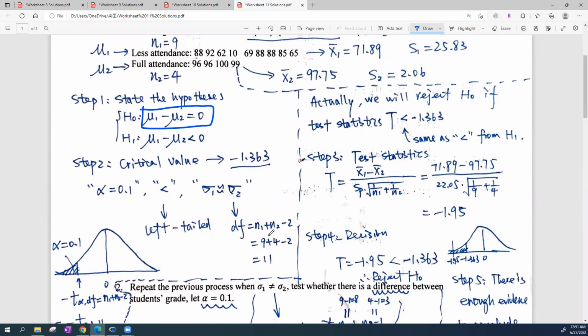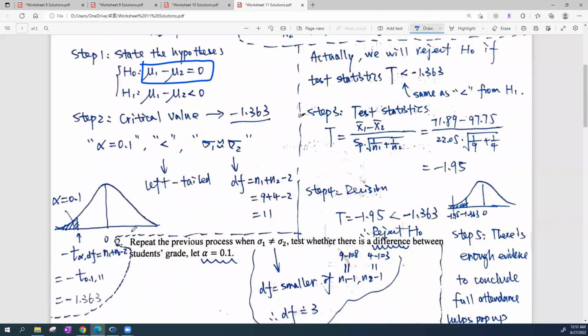Degrees of freedom is going to be 11, so n1 plus n2 minus 2. So we can draw the t distribution here. We know that's t11, and then alpha 0.1. The shaded area is 0.1. So negative t sub alpha with degrees of freedom 11. So we check the table. We got 1.363 for the left tail. So don't forget to add the negative sign there. That's negative 1.363.